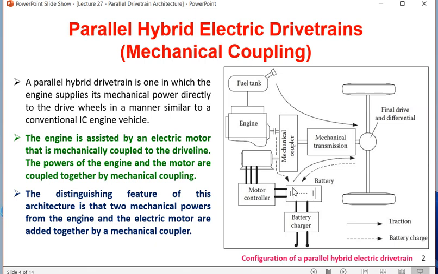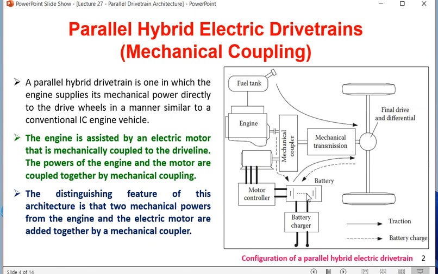So what is the first charging method? That is, this battery stack is directly getting charged by the external battery charger. That is the first way of charging the battery. Second is this engine will indirectly, that means through the mechanical coupler, through the motor controller and all, send some power to the battery stack. So this is the second way of charging the battery.